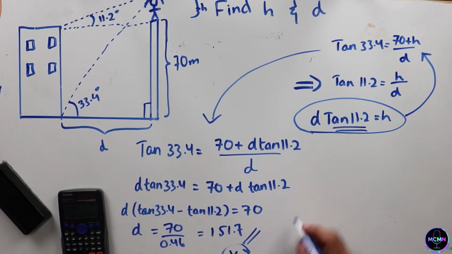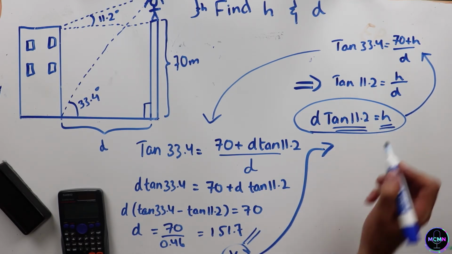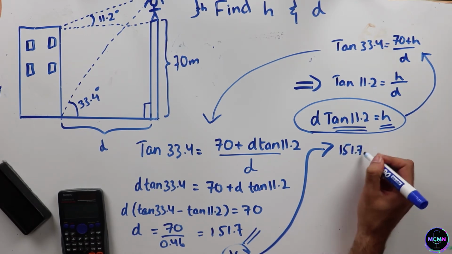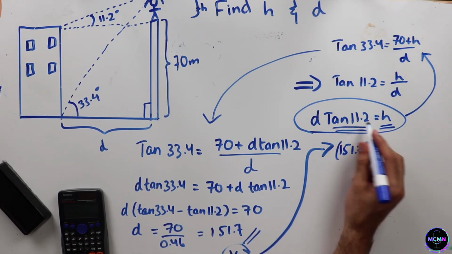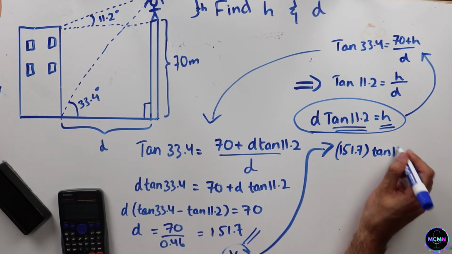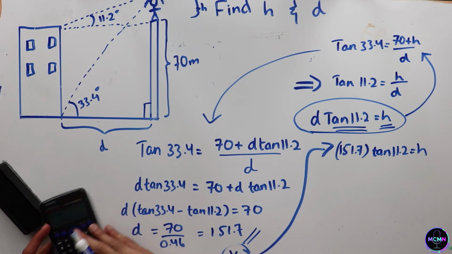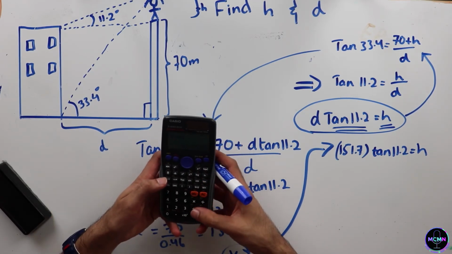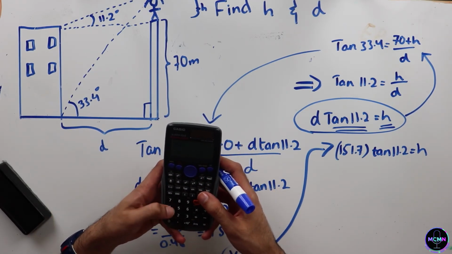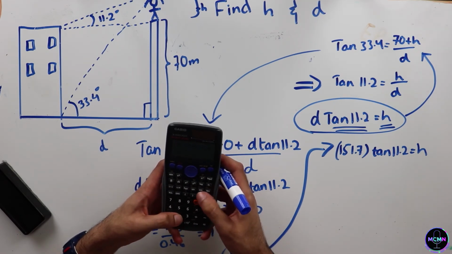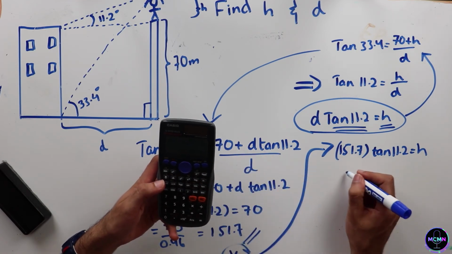So I'm going to take my answer and plug it into this equation here to find h. My d was 151.7, and if I multiply that by tan 11.2, it should equal my height. Again, it's something our calculator is responsible for. I'm going to multiply 151.7 times the tan of 11.2. And I get height is equal to 30.04.